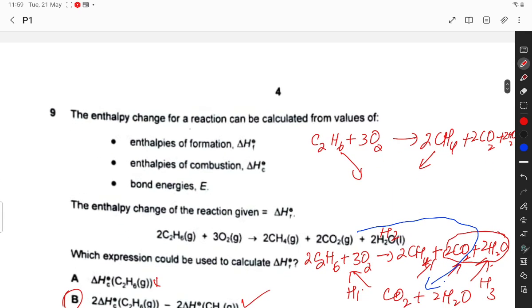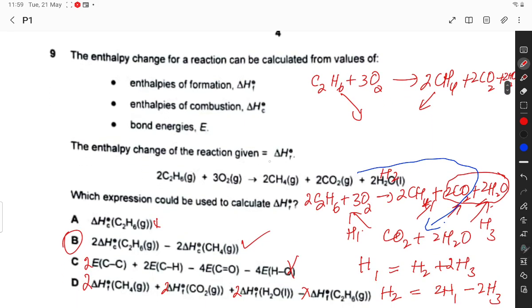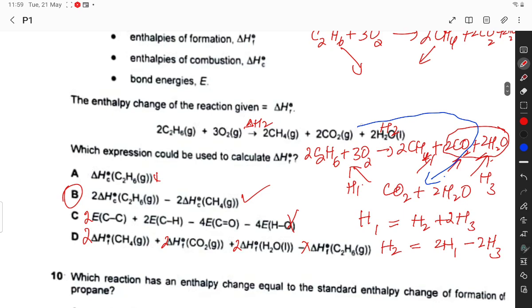Question number 9. The enthalpy change for the reaction can be calculated from values of enthalpy change of formation, enthalpy change of combustion, and bond energies. Enthalpy change of the reaction given is equal to delta HR. So this is delta HR. By using Hess's law, if we use this triangle, over here and this is over here, and this is the indirect route and this is the direct route.